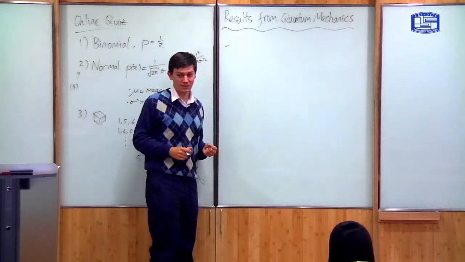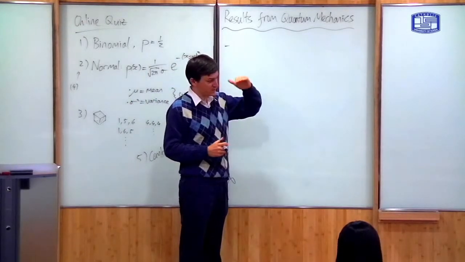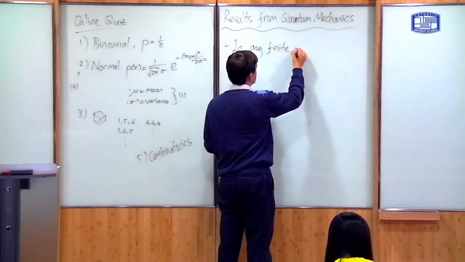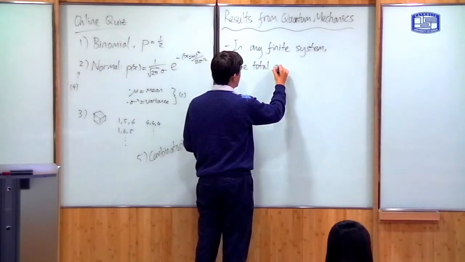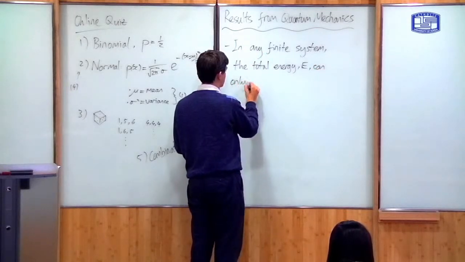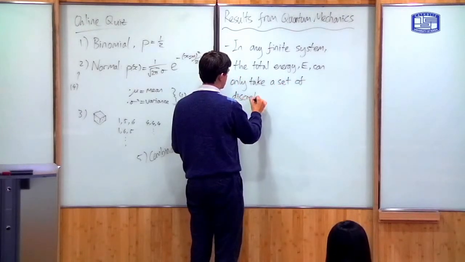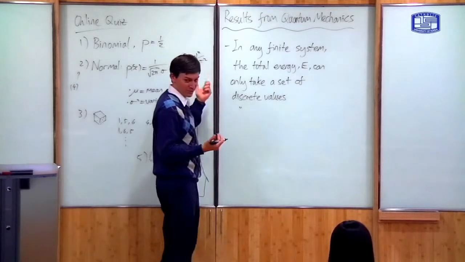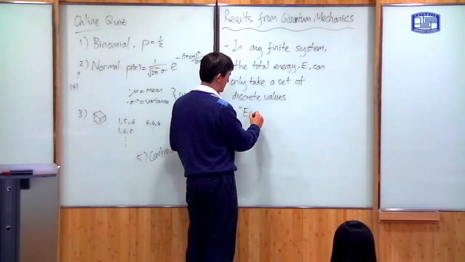The most important thing is that in a quantum system, as long as it's of finite size, the energy is quantized. That means the energy of a finite size system can only take a discrete set of values. So in any finite system, the total energy E can only take a set of discrete values. Okay. And we actually say that, in this case, energy is quantized, and this is what gives quantum mechanics its name, the fact that energy and other quantities only take a discrete set of values. So we say that E is quantized.